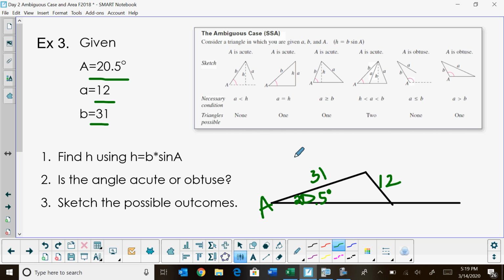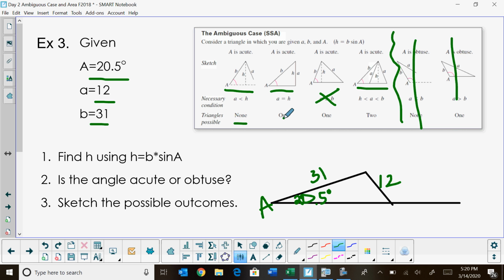Now, let's look at our scenarios. Again, it could be this one. It could be this one. A is not greater than B, so we're not using that one. But it could be this one. And of course, A is acute, so we're not using the 2 obtuse possibilities. So this is kind of like the last one. It could have none, 1, or 2. So let's check the height. Let's see how it compares to the height of the triangle.